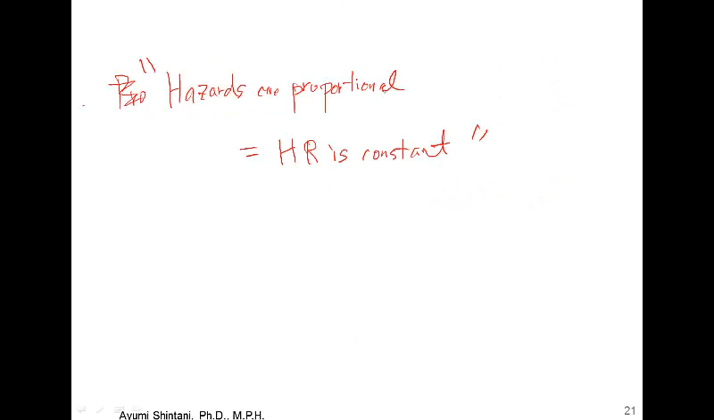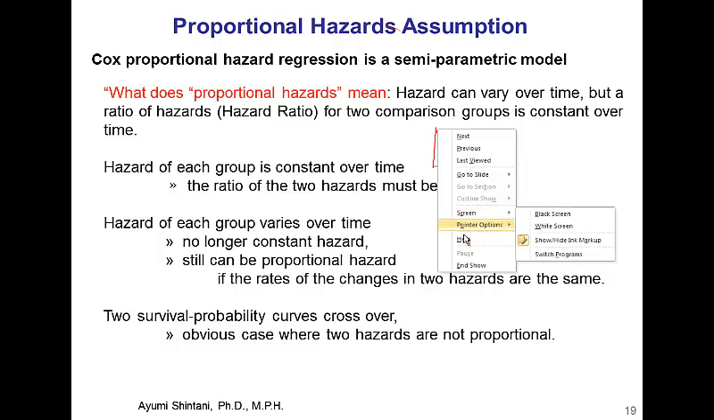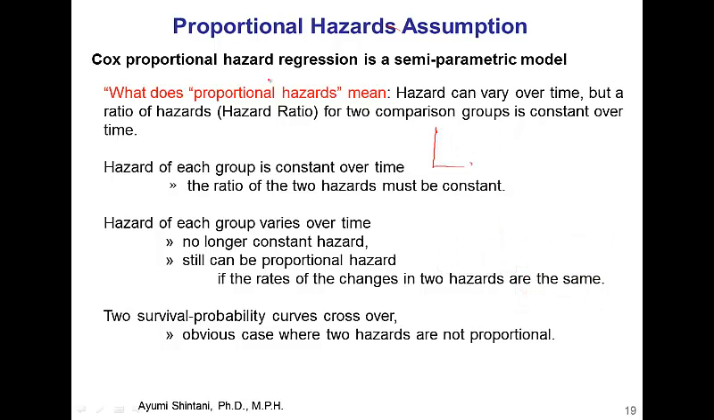So what if the hazard of each group is constant over time? So you have two groups, okay, and each group has a constant hazard. So the Kaplan-Meier graph looks like this. Okay, so constant hazard, two groups' hazards are constant, and that means the hazard ratio is constant, which is the same as the hazards being proportional.